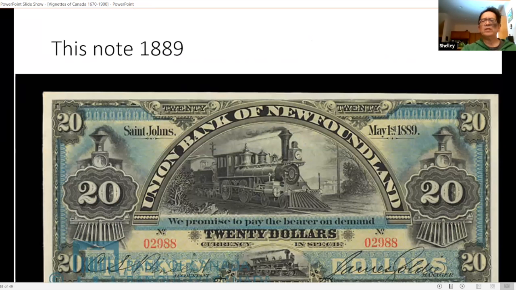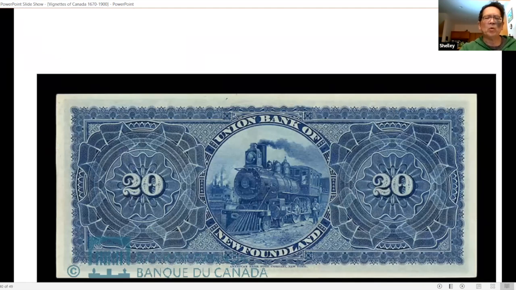This note is the Union Bank. I think one of the loveliest train notes that I've ever seen. This is the front of it, again, payable in St. John's in 1889. Now, this is not to be confused with St. John, which was the capital of New Brunswick. So St. John's with an S is in Newfoundland. Lovely train note. Reverse is also a train as well. So we see the importance and thinking of transportation and trains in this time period.